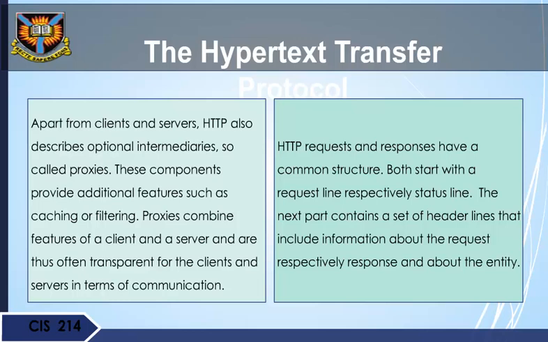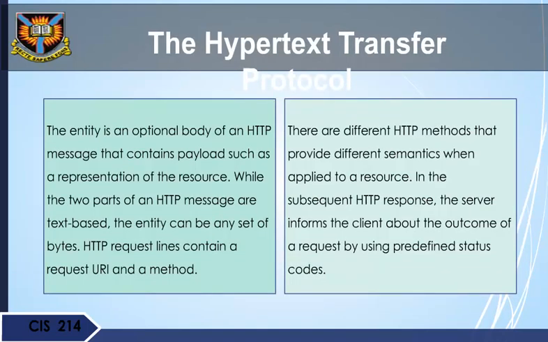HTTP requests and responses have a common structure. Both start with a request line, respectively status line. The next part contains a set of header lines that include information about the request, respectively response, and about the entity. The entity is an optional body of an HTTP message that contains payloads such as a representation of the resource. While the two parts of an HTTP message are text-based, the entity can be any set of bytes.